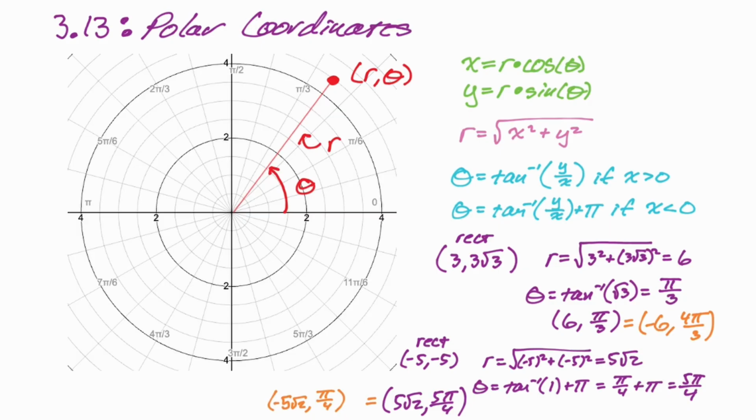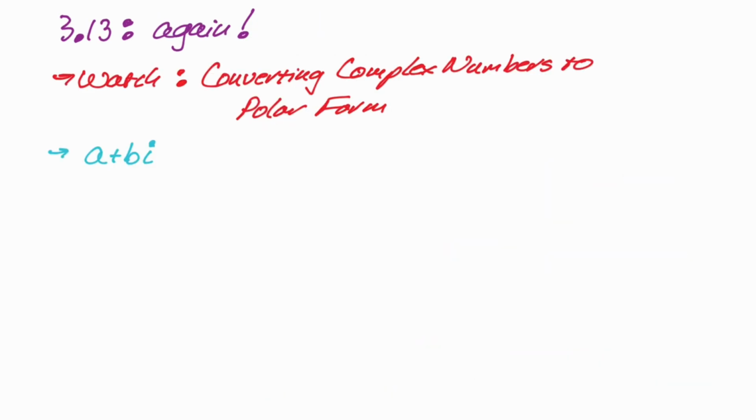So let's take a look at the next thing, which actually is still 3.13. And I have a video that's really related to this. I think you should definitely watch it. I think it can help out a lot in terms of converting from rectangular to polar and all of that. My recommendation is that you watch the video, Converting Complex Numbers to Polar Form. It's not that long. It has a bunch of examples and it really goes through everything. Highly recommend that you do that.